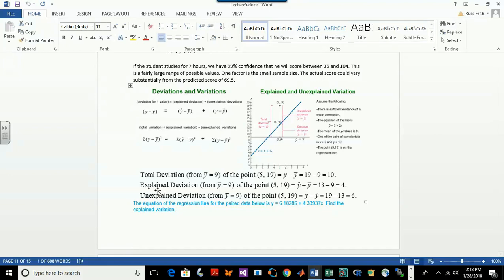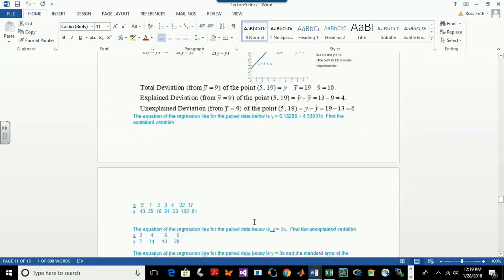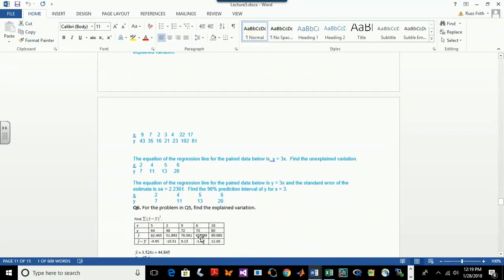Okay, so let's do an example. Now, some of these quantities can be calculated using Excel, and I'll show you. The equation of a regression line for the paired data below is this. Find the explained variation. So we have some data. All right, so let's go into Excel. Here's the data.